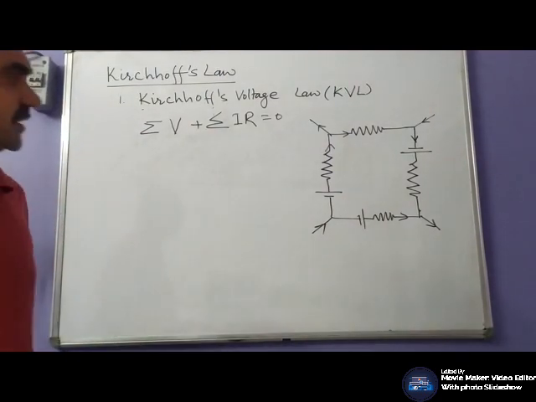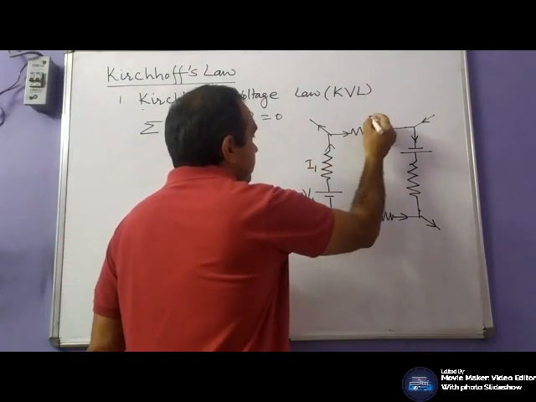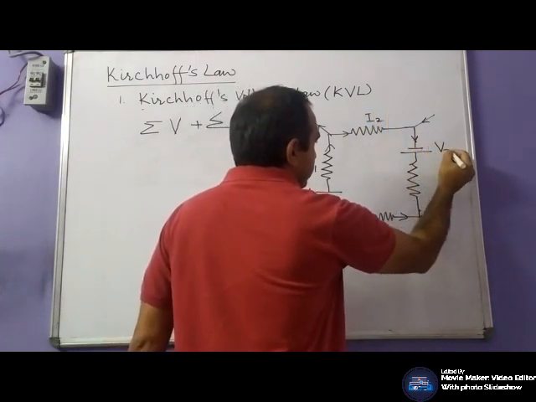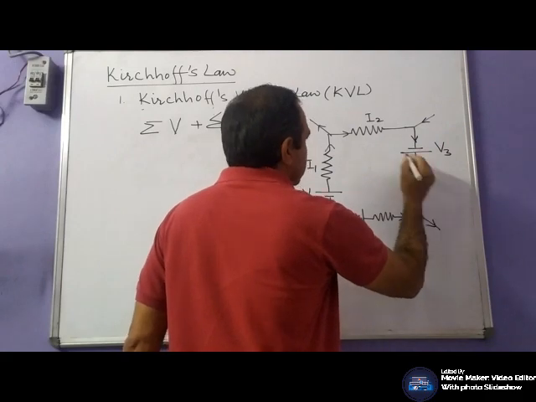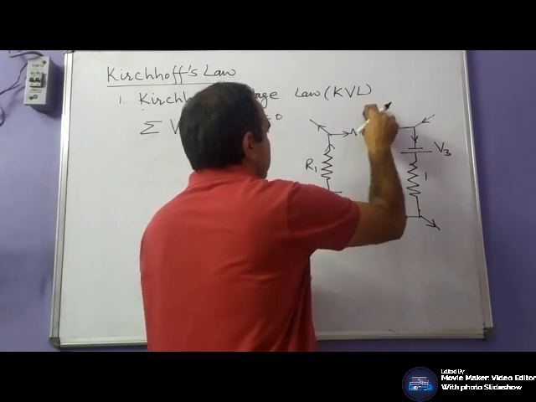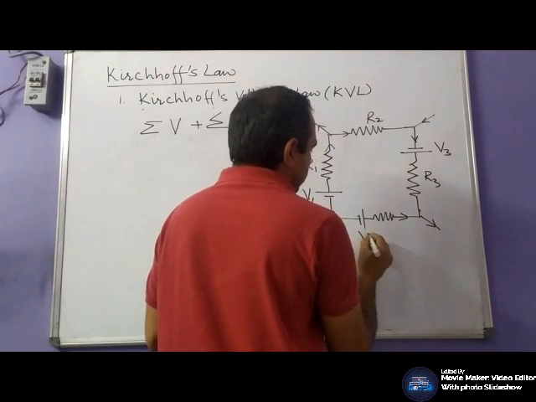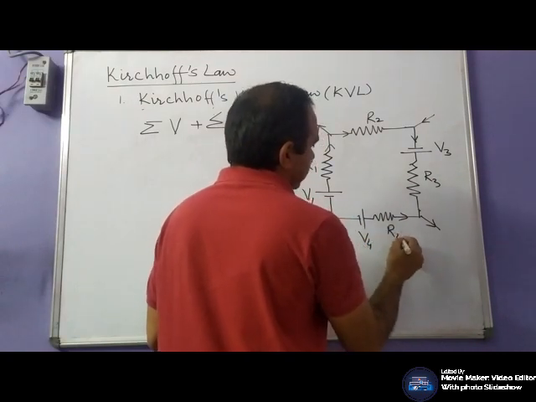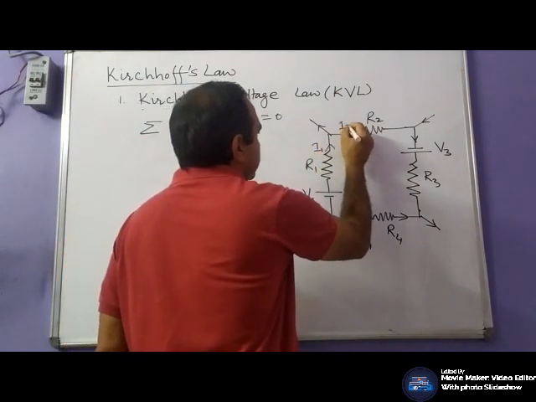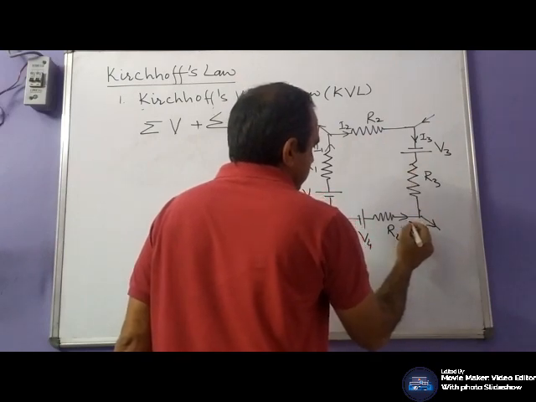So let us consider this network. Let this one be V1, I1, I2, V3, sorry, R1, R2, R3, V4, R. Let this current be I1, I2, I3, I4.